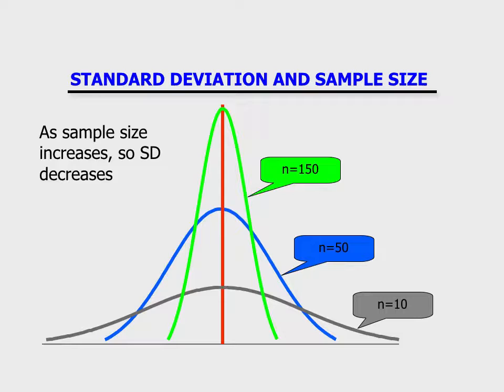So what that basically says is that for most of our studies, we want to have a sample size that's large enough so that our standard deviation is not gigantic. And that's an important point to make.